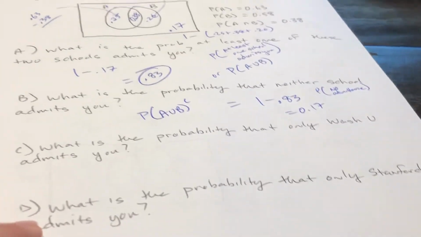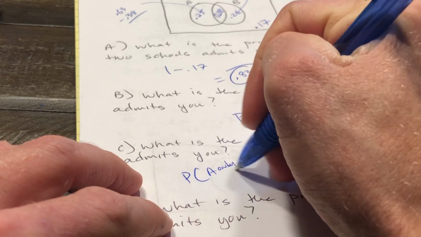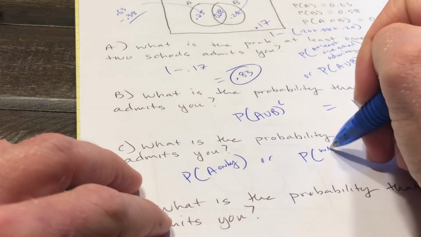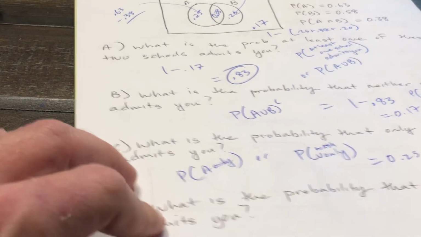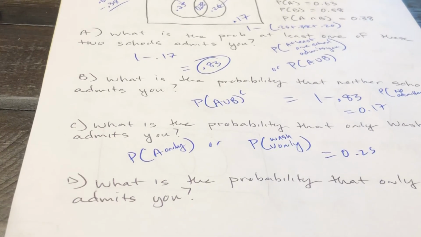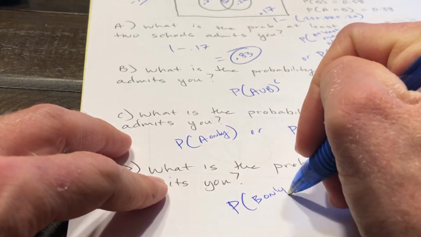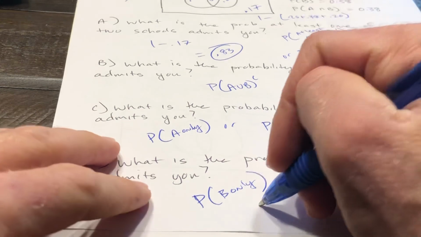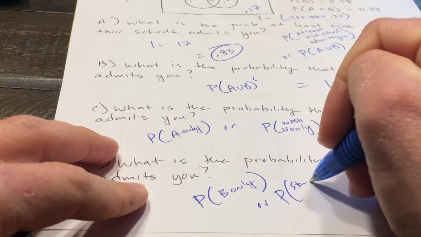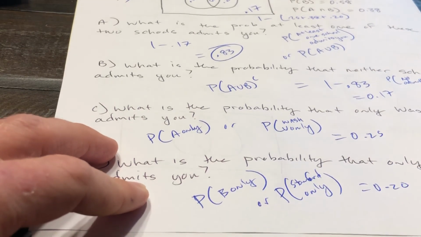All right, what is the probability that only WashU admits you? Probability, so you could say A only, or probability WashU only. And so the Venn diagram is really what shows your work. All right, it's 0.25. What is the probability that only Stanford admits you? So probability B only. So it's not the probability of B, because in B is also the chance that A admits you. So no, probability of B only or probability of Stanford only. It's actually just 0.20.